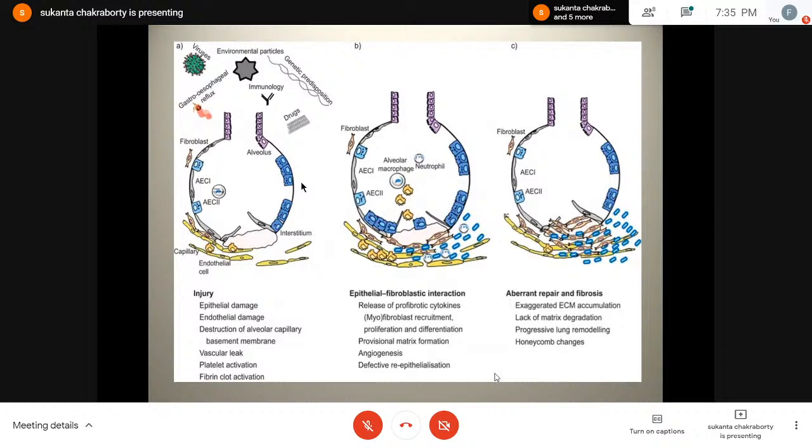This re-epithelialization is not according to the initial normal physiological state. It is defective re-epithelialization, and ultimately aberrant or defective repair and fibrosis occurs, and there is exaggerated extracellular matrix accumulation, lack of matrix degradation, progressive lung remodeling, and ultimately honeycomb changes. These things are, in a nutshell, the etiopathogenesis of ILD.